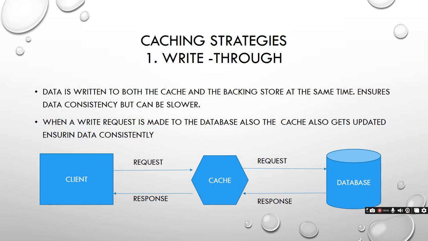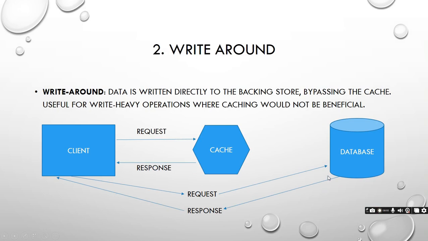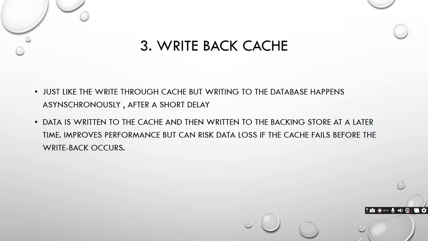So maybe for some reason the cache goes down, maybe there are some power issues with the cache memory and everything, and the data has not been written to the database. You might lose the data that you wrote to the cache. The database will remain the same, and the data will not be updated. So that is the risk of using the write back cache, but it is faster compared to the write through cache.